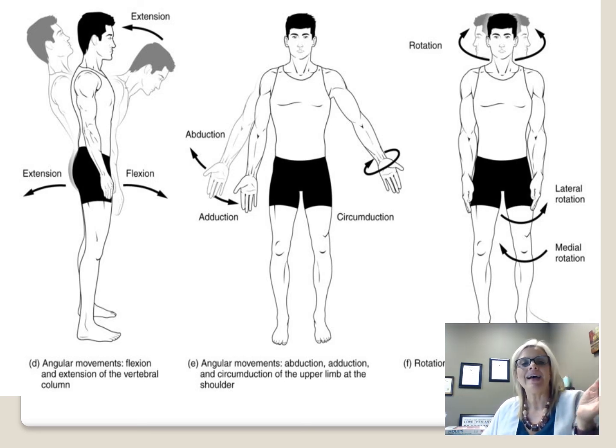This is showing you adduction. Remember, adding to the body, abduction is taking away. Circumduction is that circular movement. Rotation is lateral to the right or the left, okay? And so actually you wouldn't want to say right or left. You'd want to say a lateral rotation moving away from the body or medial towards the midline of the body.